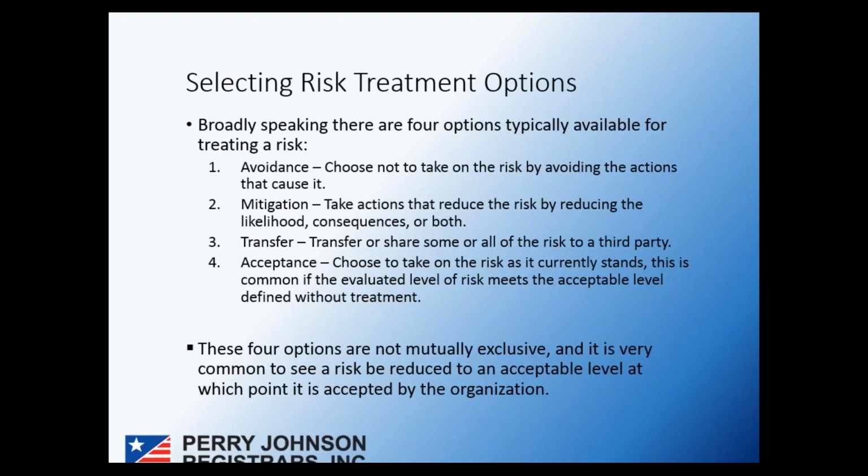So at this point, we now have our risks that we've identified, we have our levels of risk, we have them prioritized in the order that we'd like to treat them, and now we have to figure out how we're going to treat them. Broadly speaking, there are 4 options typically available for treating a risk. Those would be avoidance, mitigation, transfer, and acceptance. And a quick note, these 4 options are not mutually exclusive. It's very common to see a risk be reduced to an acceptable level, at which point it is accepted by the organization.